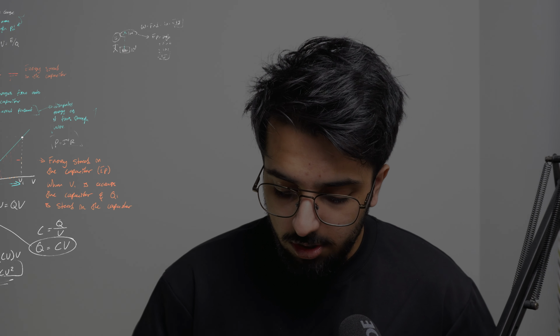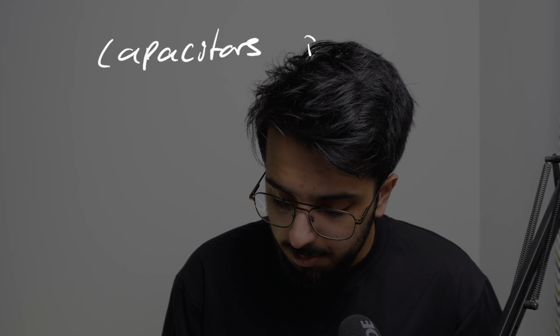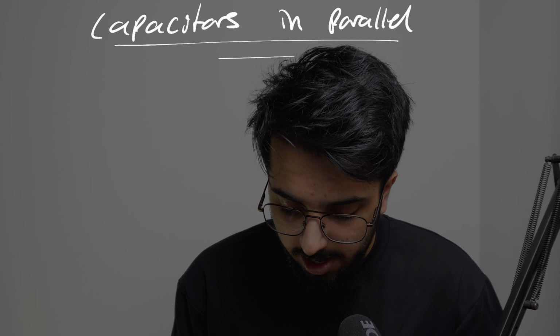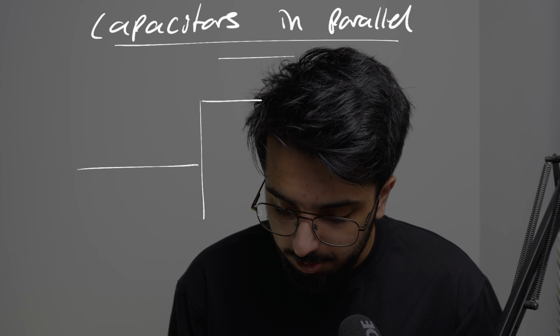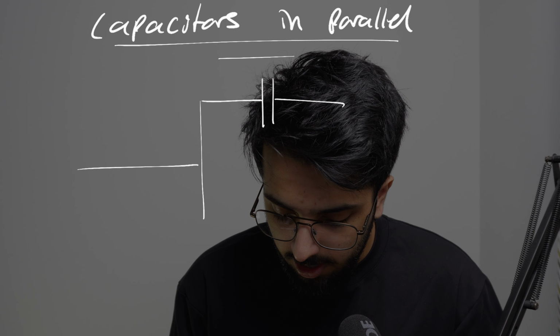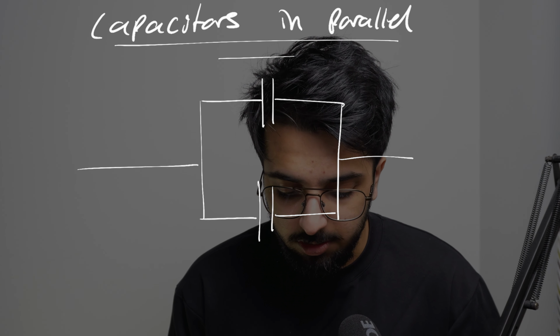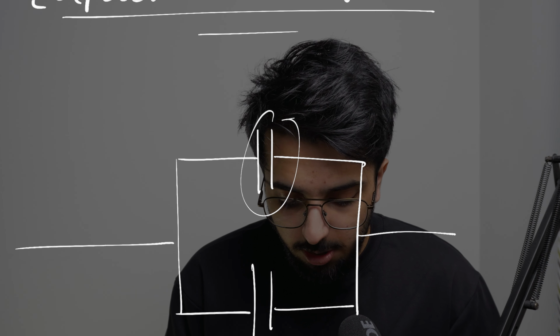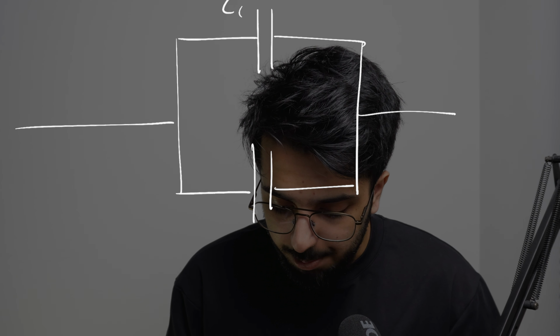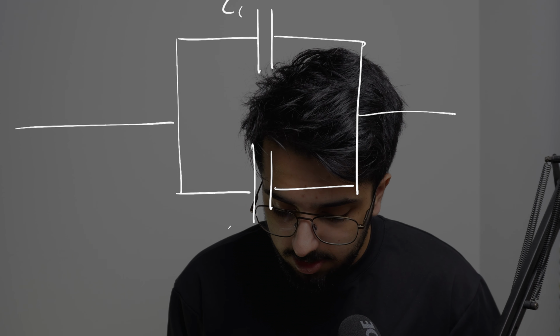Now, another thing we need to know is what happens when we connect multiple capacitors in a circuit, okay? And we also need to know the differences between when we connect them in parallel versus when we connect them in series. So first, looking at capacitors in parallel, all right? So if we were to have a section of a circuit right here, where we have a capacitor right over here, and another capacitor over here, you can see that these are in parallel. We'll call the capacitance of this top capacitor C1, and the capacitance of this bottom capacitor C2, okay?